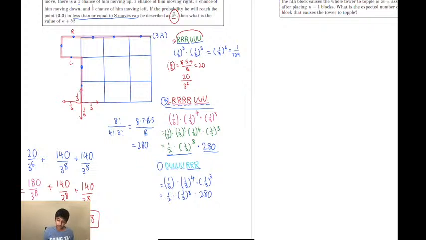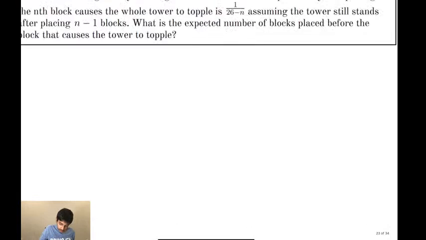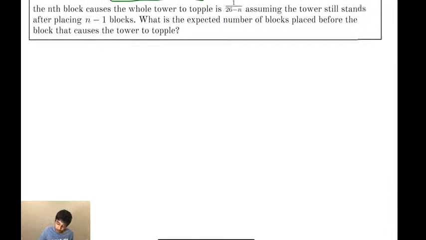Okay, now let's continue on for this problem. Eric is stacking 26 Jenga blocks. For n greater than or equal to 1, the probability that placing the nth block causes the whole tower to topple is 1 over 26 minus n, assuming the tower still stands after placing n minus 1 blocks. What's the expected number of blocks placed before the block that causes the tower to topple?